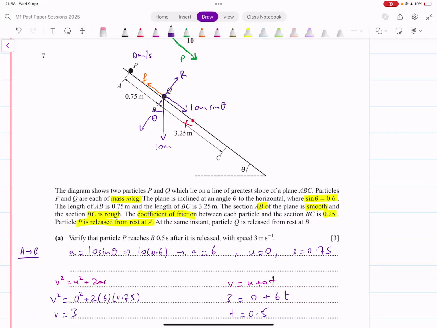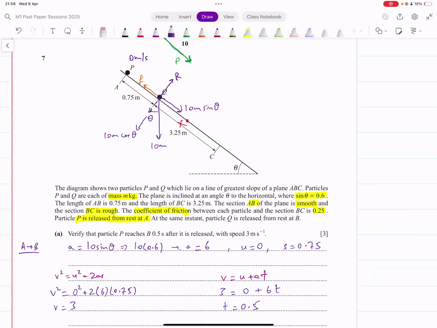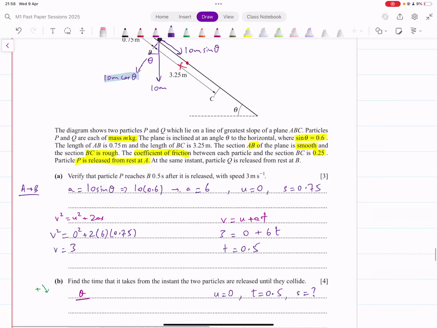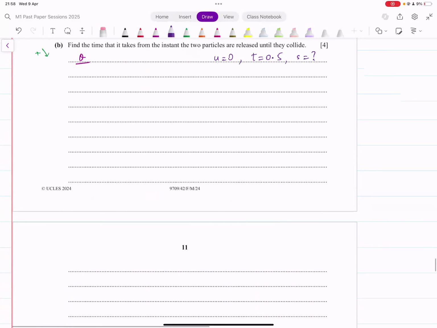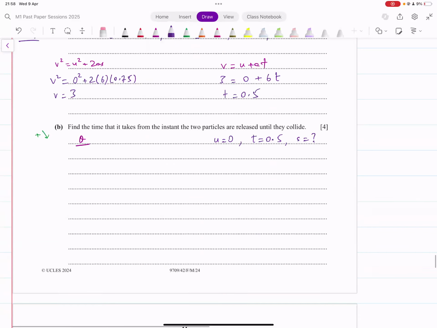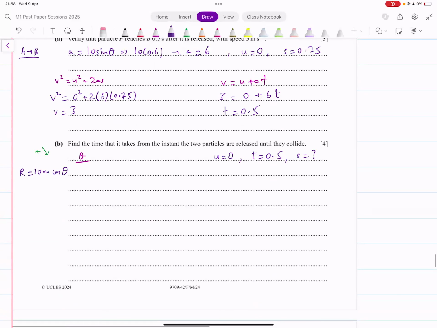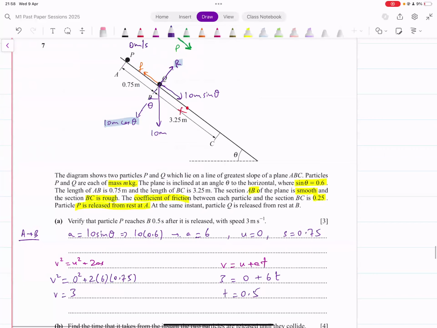Then what about the component of weight in this direction? That will be 10m cos theta. Now, these forces are supposed to be equal to each other. R should equal 10m cos theta. These two values are equal to each other. Let's write that down here. For Q now, R is equal to 10m cos theta. Okay, that's one equation that we've got.